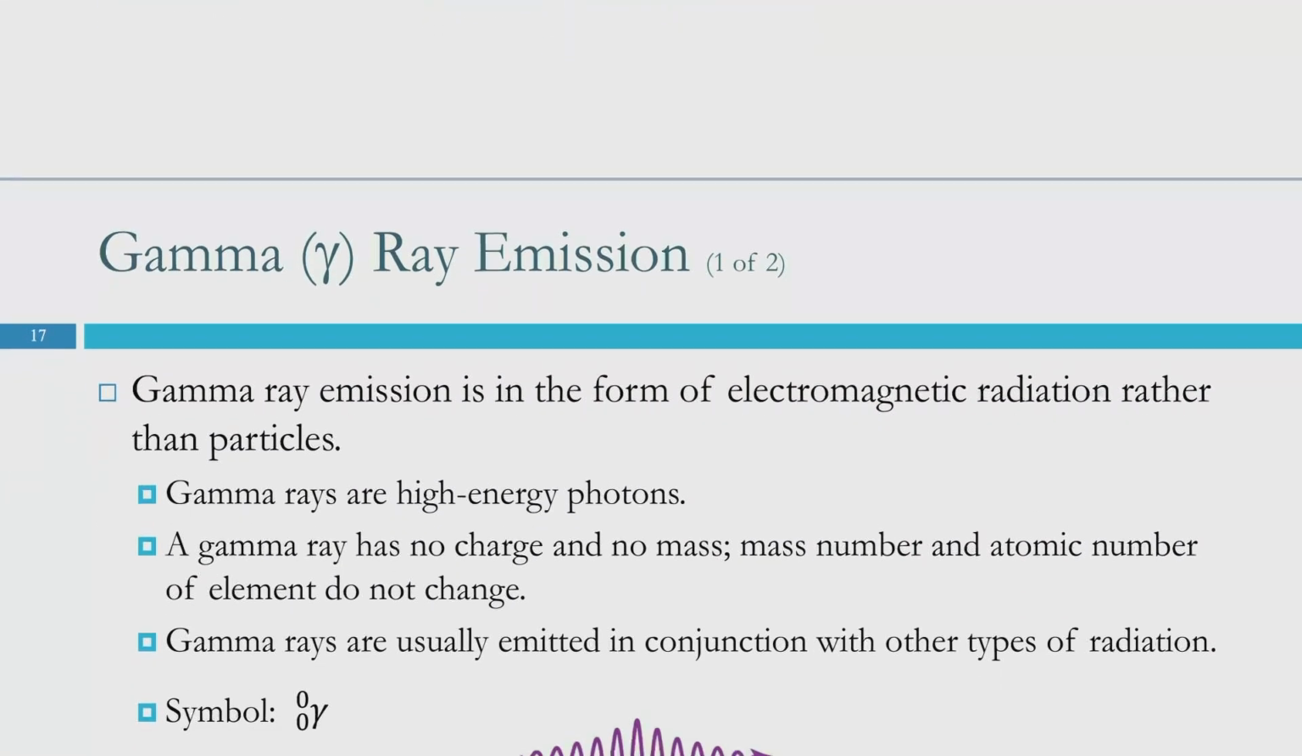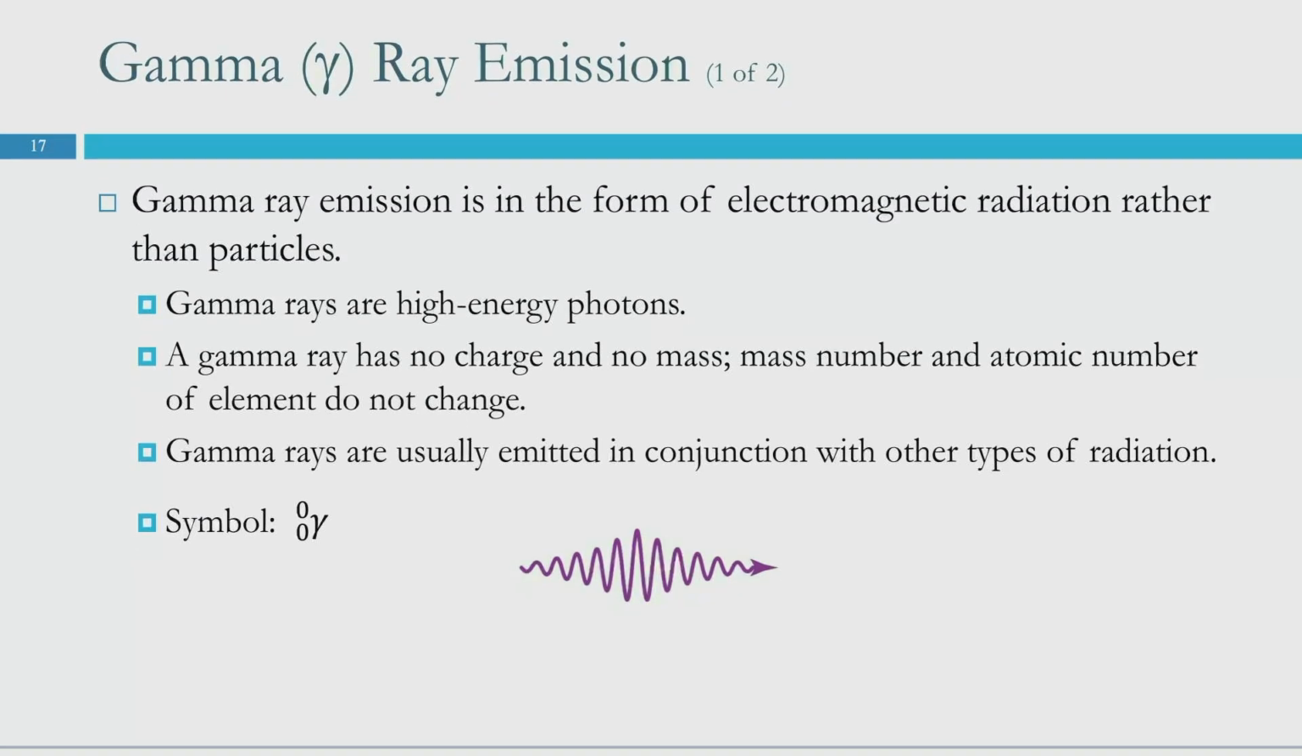Our third type of radioactivity is gamma rays. Gamma rays are a form of electromagnetic radiation. They're the very highest energy end of our electromagnetic spectrum. So they are high energy photons. They don't have any charge, they don't have any mass. And they're usually emitted with other types of radiation.